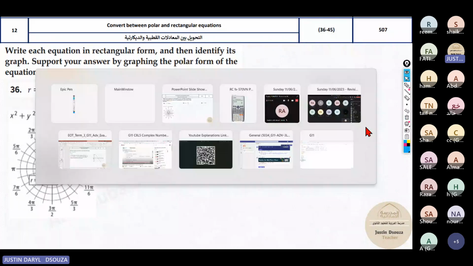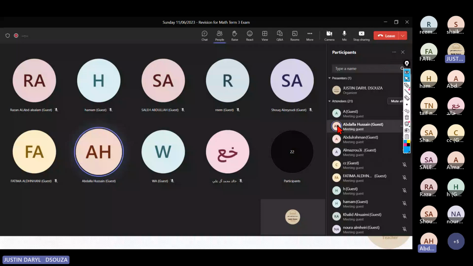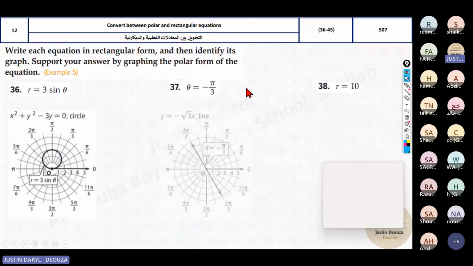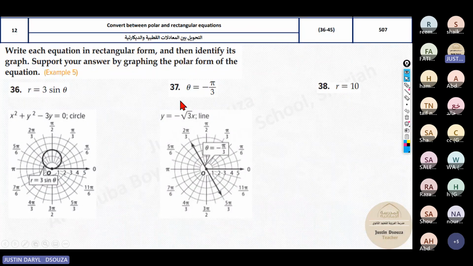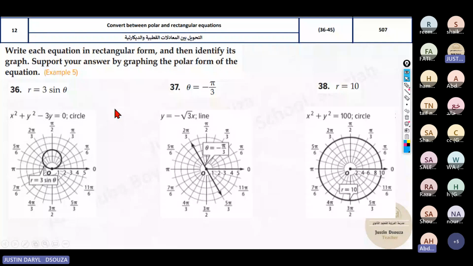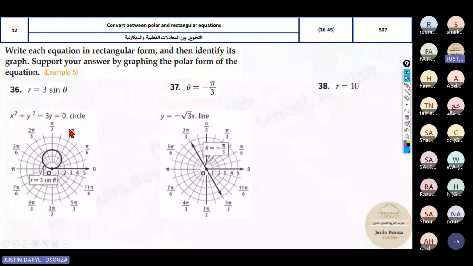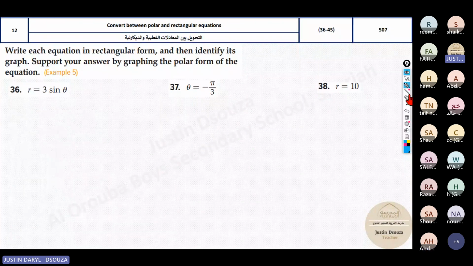Teacher, can you repeat the question 36 explanation? Okay, finally, Abdullah, he is my class student. Brilliant. Okay, so which one, Abdullah, you wanted? 36, teacher. 26. No, 36. Oh, you mean 36. Okay, yeah. Over here.